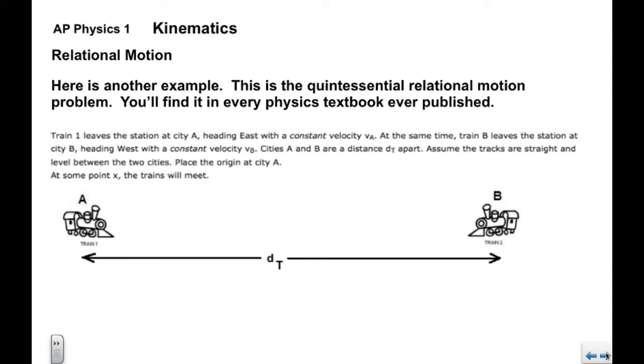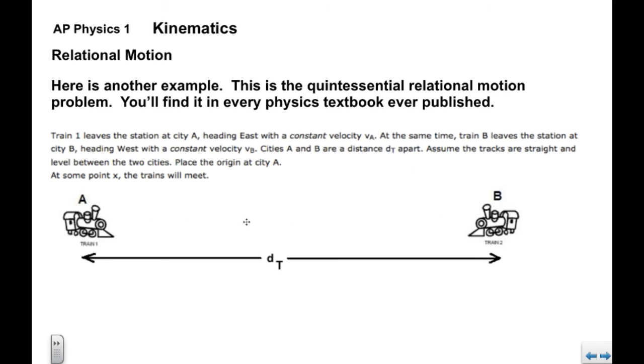All right, so here's another example. This is the standard relational motion problem. You'll find it in every book ever made, at least every physics book ever made. So we have train 1 and train 2. They're at city A and city B. They're going to start moving towards each other with constant velocities, v sub A and v sub B. Again, those are pieces of data. Cities A and B are a distance d sub t apart. So again, we can assume the tracks are straight and level.